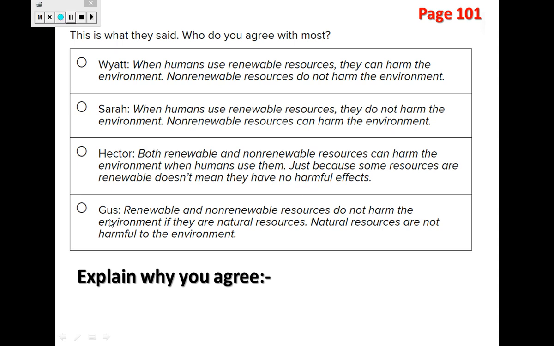Gus, and the last one in here: renewable and non-renewable resources do not harm the environment if they are natural resources. Natural resources are not harmful to the environment. So Gus thinks that neither one of them is causing harm to the environment. So what do you think? Which one do you agree with? Please shade the circle.